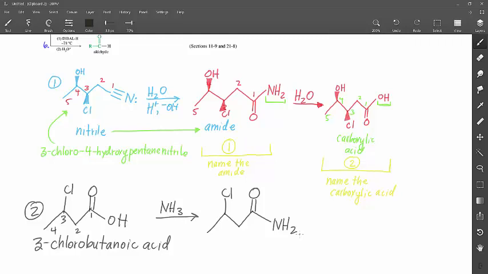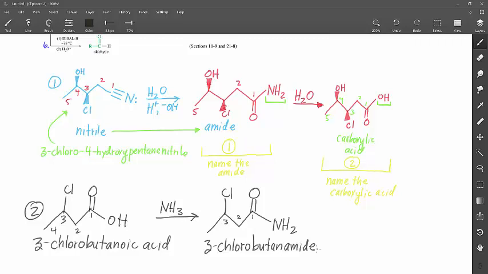Now, I'm going to name this amide for you. This is 1, 2, 3. This is 3-chlorobutane amide. So as you're working these reactions and naming them, they should all come back to you.